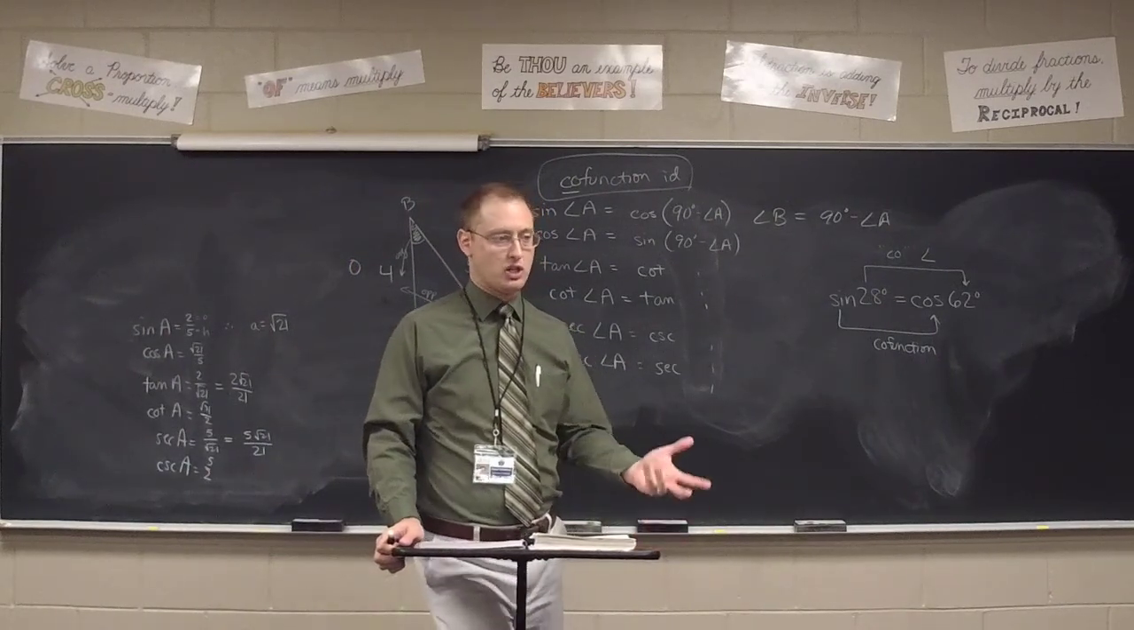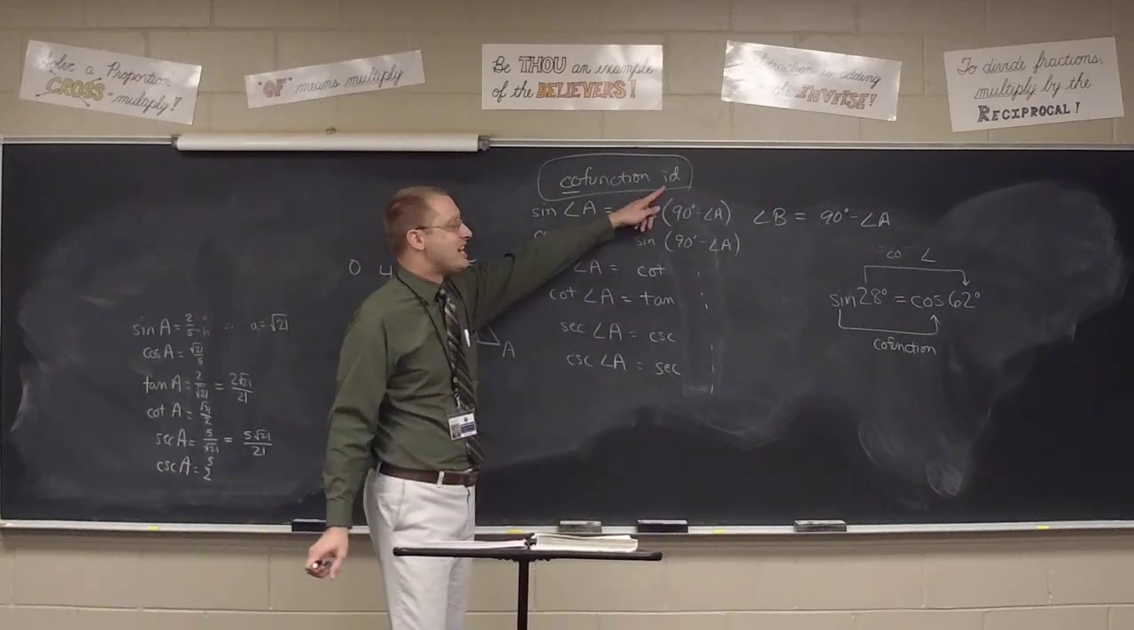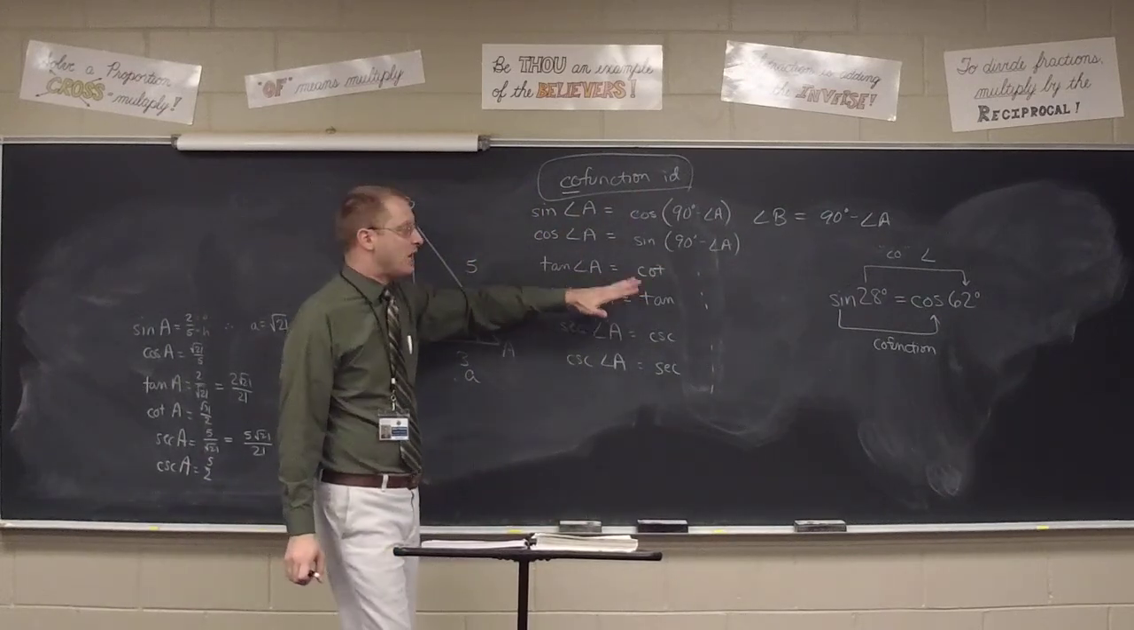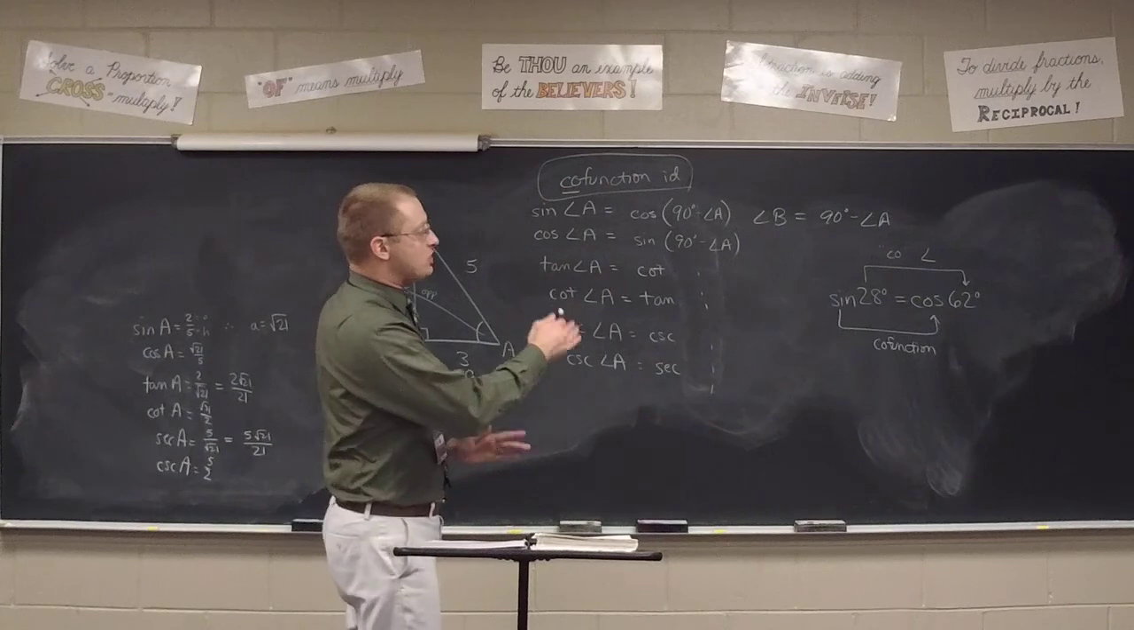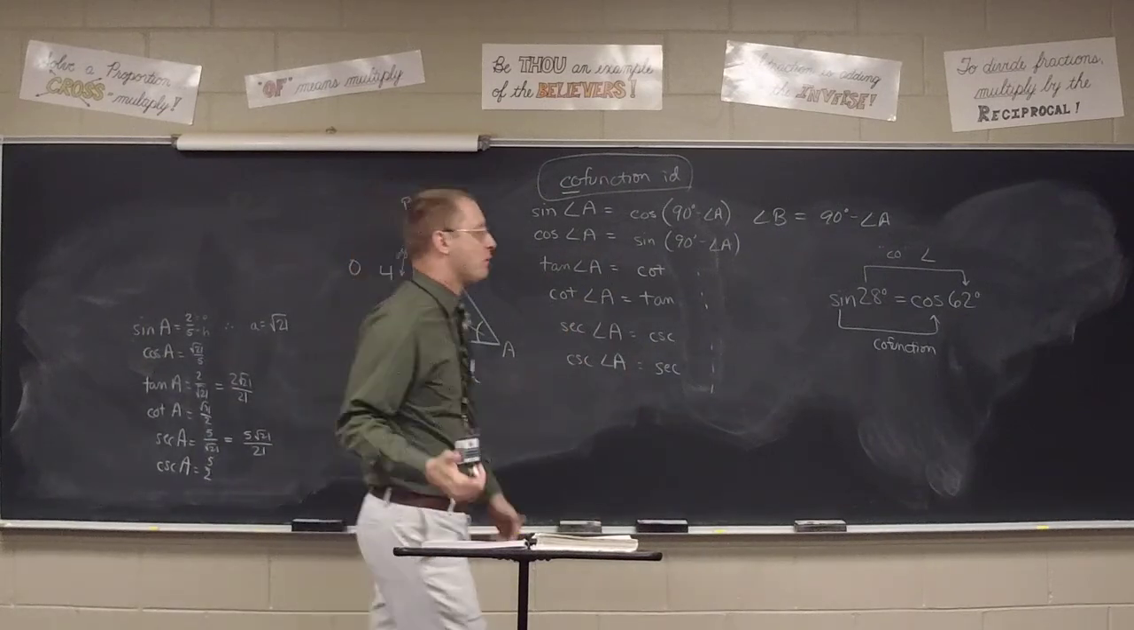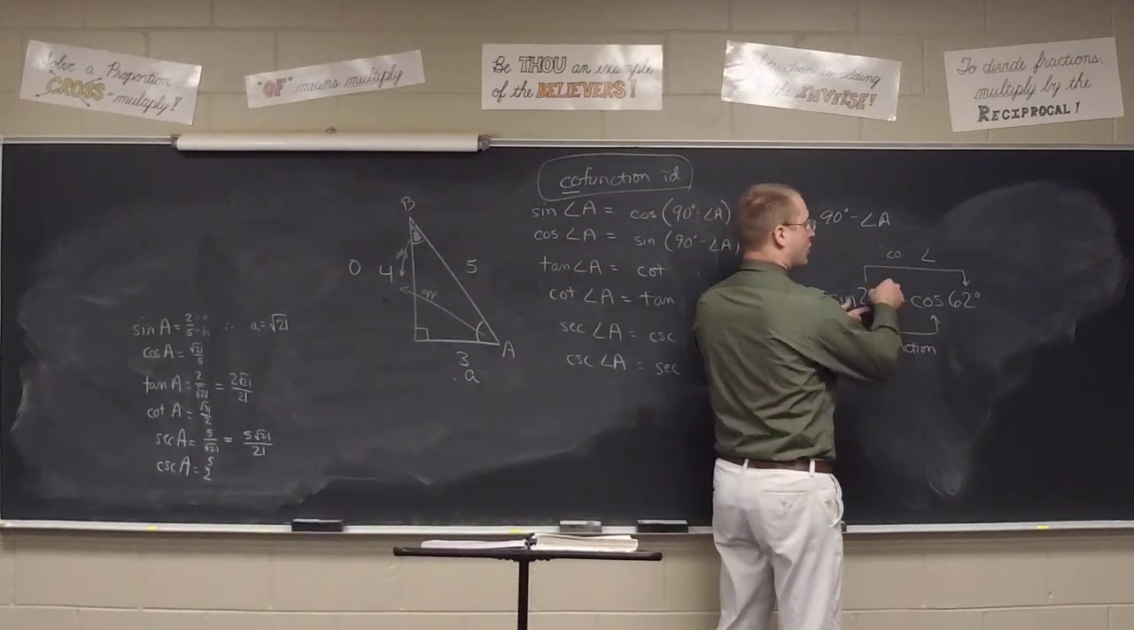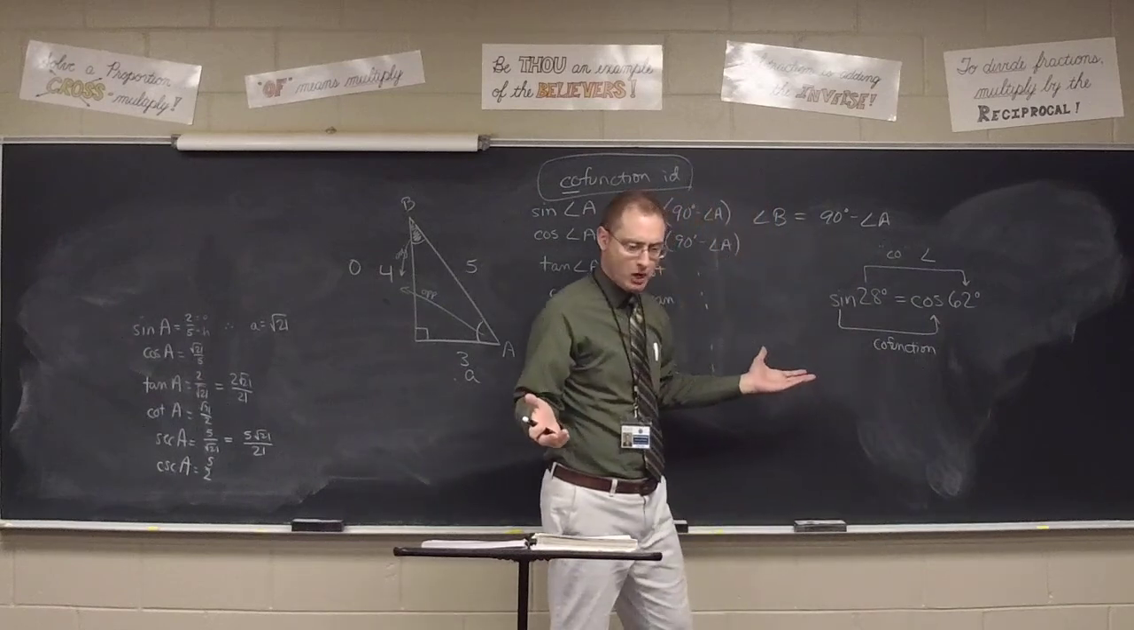Exact same thing you just had, right? That's why we call these identities. Doesn't matter what angle you make up. The sine of one angle and the cosine of the complement will always be equal because it's cofunction, co-angle. Does that make sense? Look at the next example.